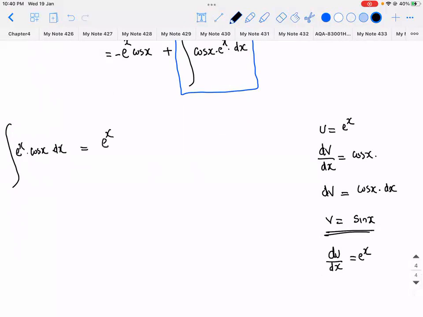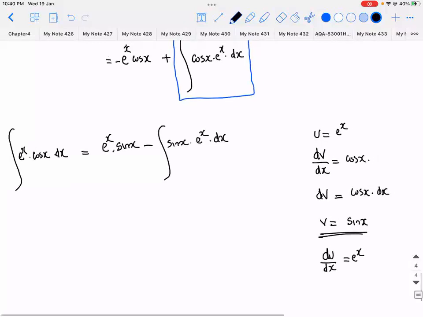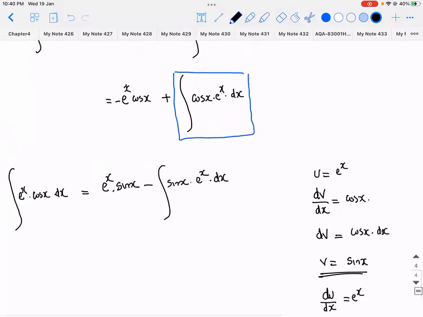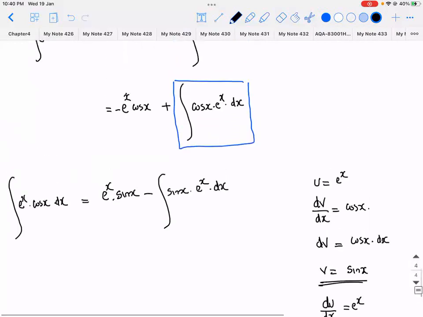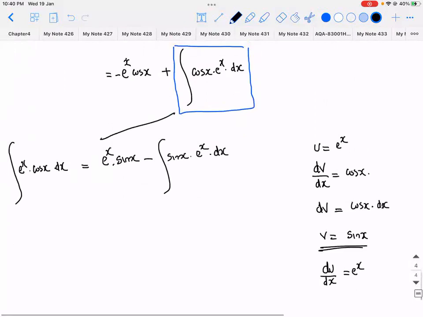It becomes e raised to x multiplied by v, which is simply sin x, minus integral of v, which is sin x, times du by dx, which is e raised to x, dx. So this part also we got in two terms. This is the expansion of integral of e raised to x cos x.